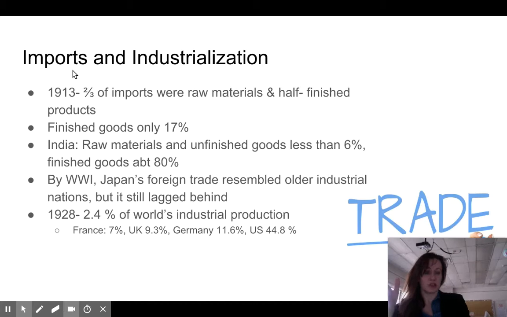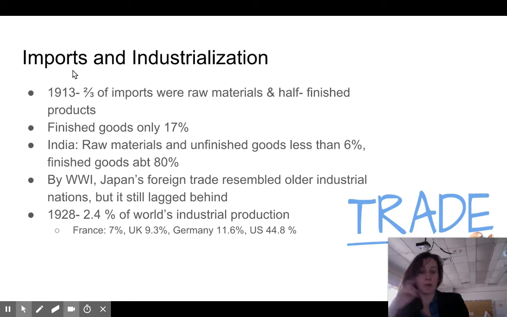Imports and industrialization. So that sort of reflects how industrialized a nation is. By 1913, two-thirds of its imports were raw materials and half finished products, where finished goods were only 17% of its imports. Now compare that with India. Okay, so in India, raw materials and unfinished goods were less than 6%, and finished goods were about 80%.